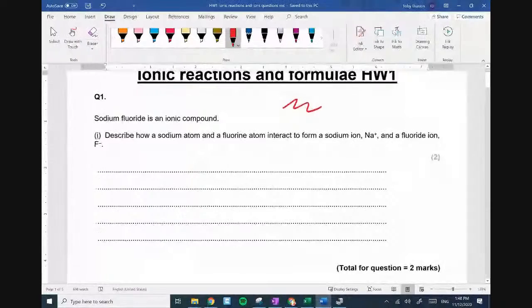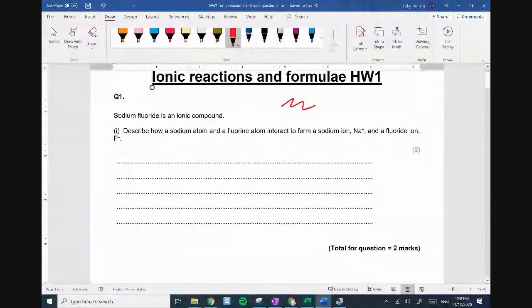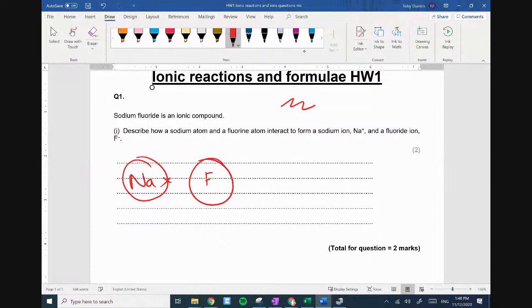Cool. So sodium. 2-mark question. Sodium fluoride is an ionic compound. Describe how sodium atoms and fluorine atoms interact to form a sodium ion and a fluorine ion. So you can get all the marks here from doing a diagram. You only have to show the outermost electrons.